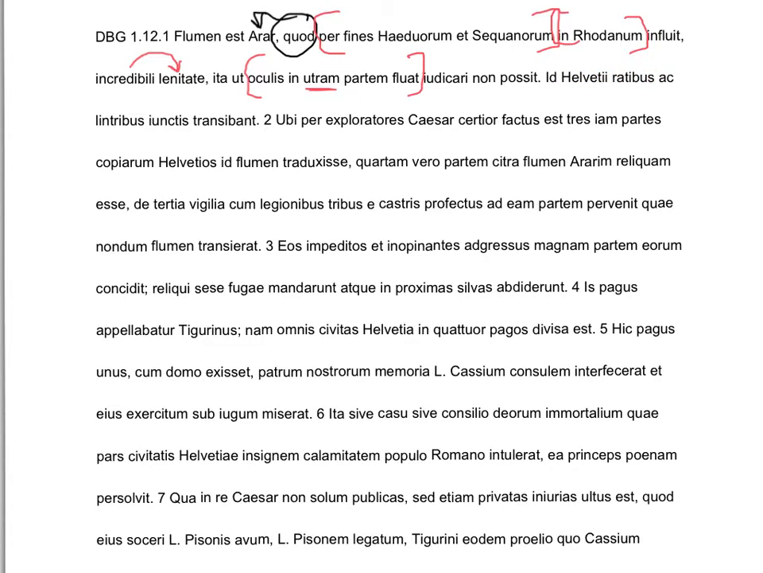Id Helvetii ratibus ac lintribus iunctis transibant.